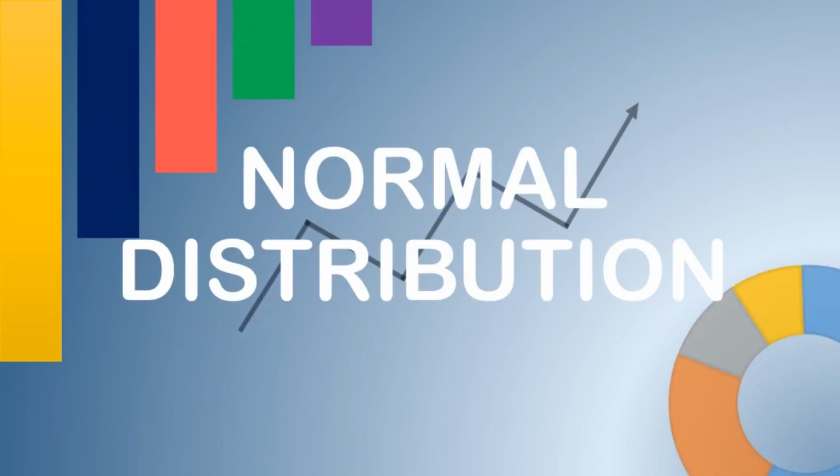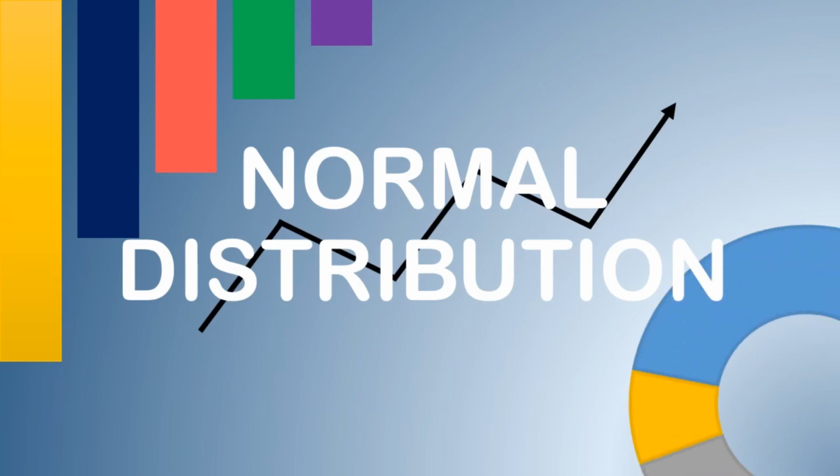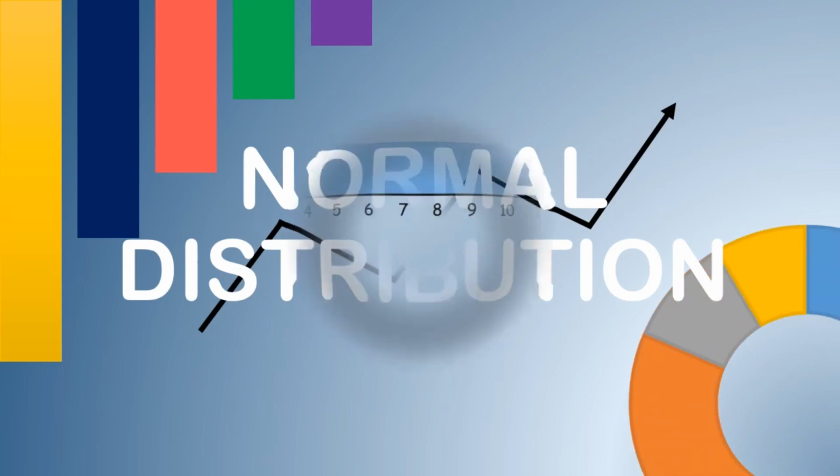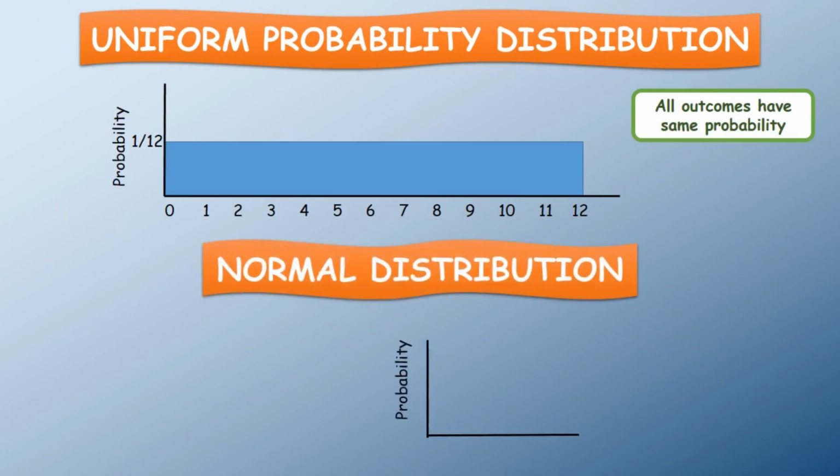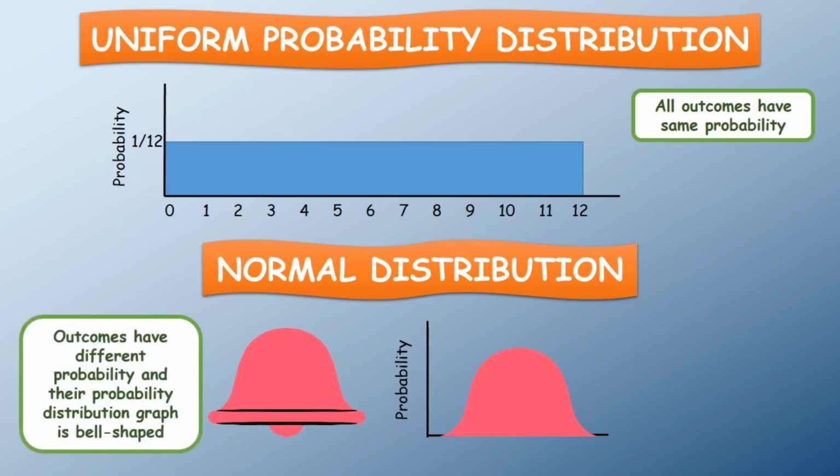Today we are going to discuss normal distribution. In the previous video, we discussed probability distributions such as uniform probability distribution, where all the outcomes have the same probability. Normal distribution is another type of probability distribution where the graph looks like a bell. It is also called a bell-shaped curve. In this scenario, all outcomes have different probabilities.